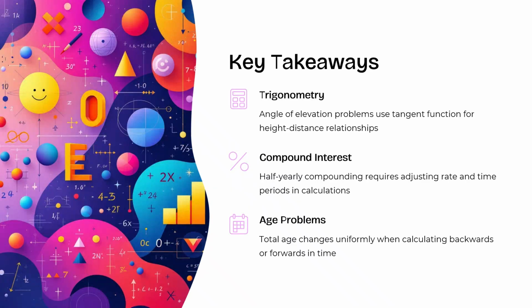So what is the key takeaway from these 5 problems? We learned about trigonometry, we learned about compound interest, and we learned about age, the total age, and from the total age, what their previous age was.